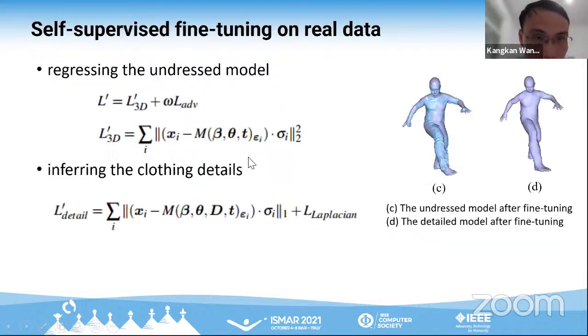With the built correspondence, we can formulate the self-supervised loss of regressing the undressed model and the clothing details. In this example, we can see the undressed model after the fine-tuning becomes more consistent with the point clouds in both human pose and shape, and the recovered detailed model fits the point clouds accurately.